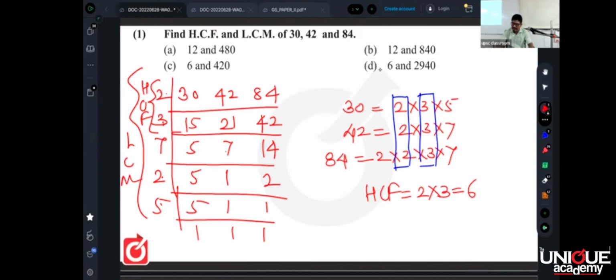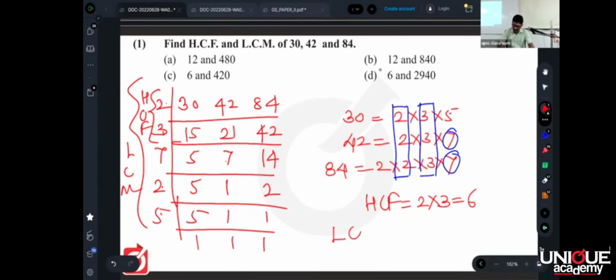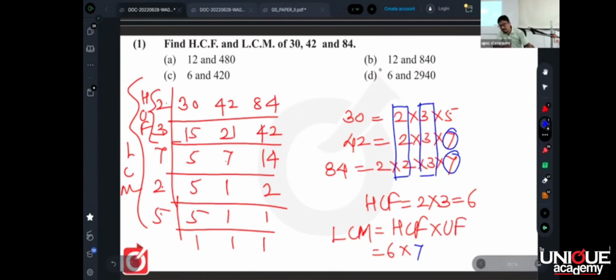Is it clear? Right, now let me tell you. This 7 is common in the second and third, but not in the first. That's why it is not taken in the HCF. But in the case of the LCM, when we multiply the HCF 6 by uncommon factors, this 7 is to be written only once for this 2 times 7. So we need to check like this only. As there are three numbers. If there are 4 numbers, then what is common in all 4 will be in the HCF, but what is common in any 3 will not be in the HCF. It will be written only once in the LCM.